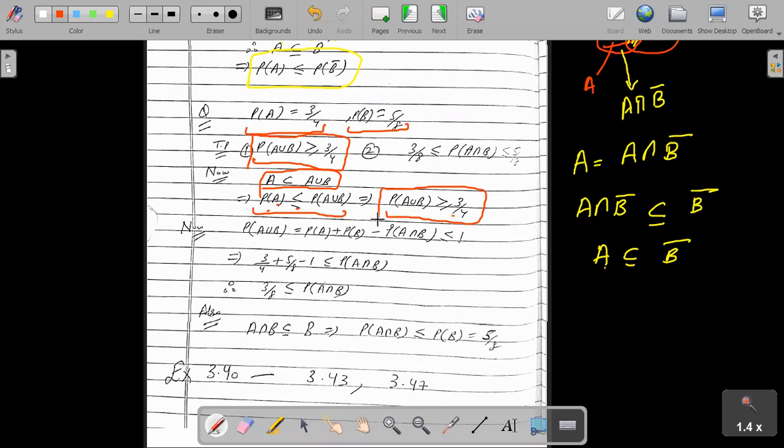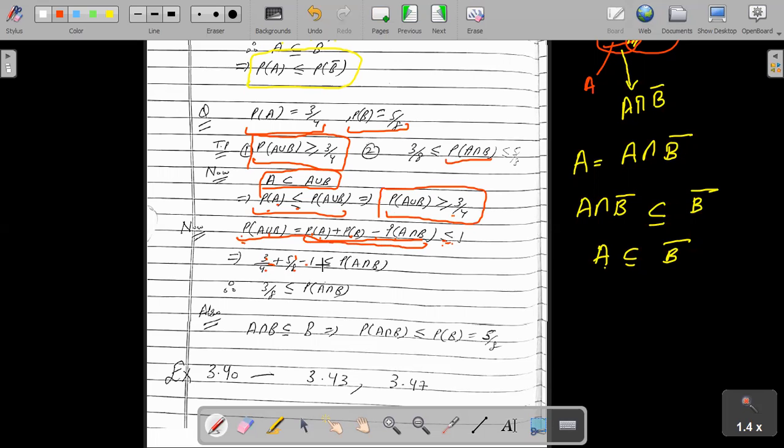Now, the next part is probability of A intersection B. We know there is a formula relating A union B and A intersection B, that is this formula: probability of A union B is probability of A plus probability of B minus probability of A intersection B. Now probability of A is given to us as 3/4, probability of B is given as 5/8. And one thing we know is that total probability is always less than or equal to 1, so we can use the less than or equal to sign here.